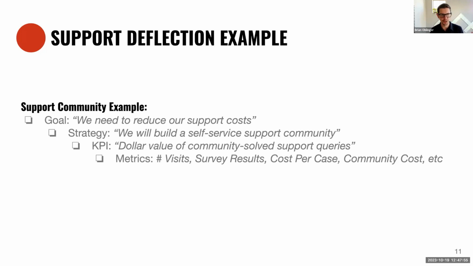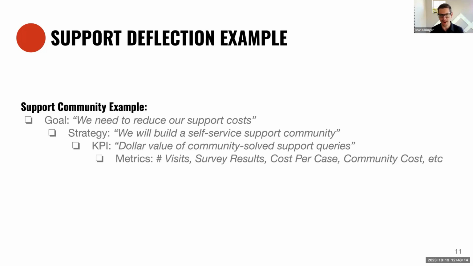So that's the goal and the strategy. And then how are we going to measure it? Well, typically we measure this through what we would call deflection, right? What's the dollar value of every single solved support query in community? So that's the KPI, but then the real question is, can we actually measure that, right? Do we have the data?